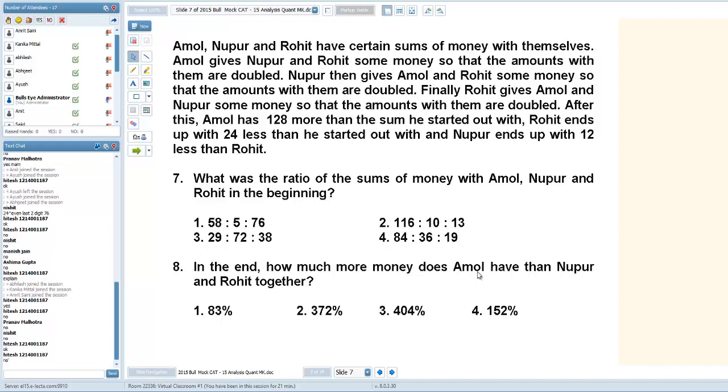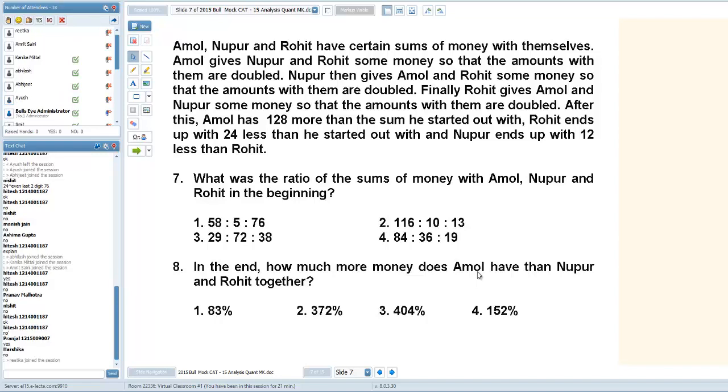Please write the question number in the chat box. Pranjal, okay, see. Amol, Nupur and Rohit, I'm taking initials only. A, N and R have certain sums of money with themselves. Amol gives Nupur and Rohit some money so that the amounts with them are doubled. See the 7th question. What was the ratio of the sums of money with Amol, Nupur and Rohit in the beginning? So I'm going by options. It says Amol gives Nupur and Rohit some money so that the amounts with them are doubled.